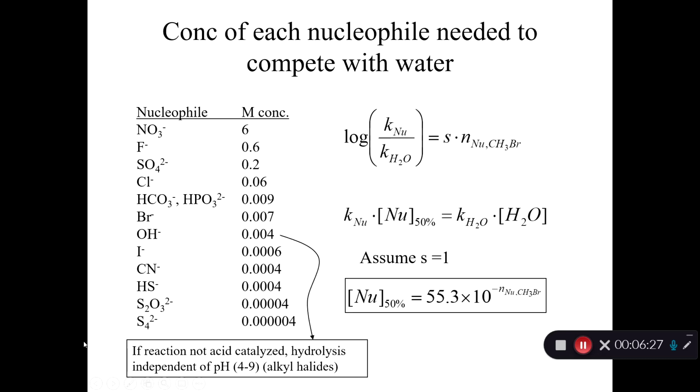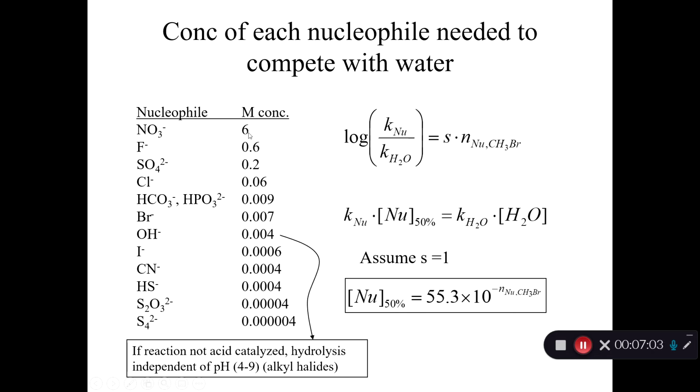So from this, we could also calculate the concentration, using this equation and trying to calculate the rate constant of a reaction with some nucleophile compared to the rate constant of the same reaction with water. We could use this to calculate the concentration at which the rate of reaction with water is the same as the rate of the reaction with a nucleophile. And we call that 50%, because we're basically saying what concentration of the nucleophile would have to be present for the reaction to be equally fast with that nucleophile as it is with water.